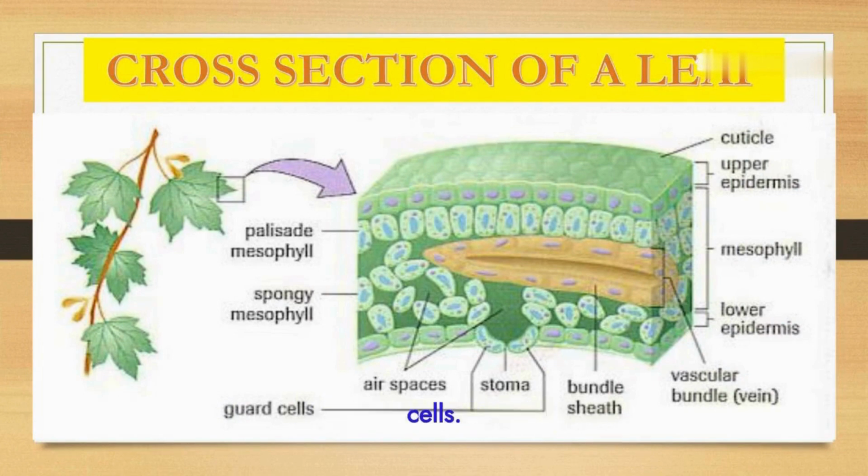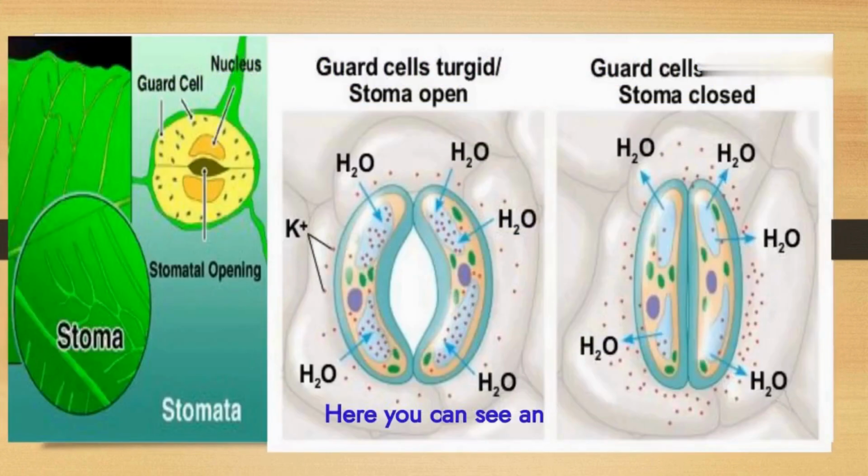A cross-section of the leaf is shown here to observe the tiny dot-like structures in the mesophyll cells. These are the chloroplasts, inside which the process of photosynthesis takes place. You can also see the guard cells on either side of the opening or the pore in the leaf called stoma. Many stoma, in plural form, are known as stomata. Stomata help in the exchange of gases. Here you can see an enlarged image of stomata.